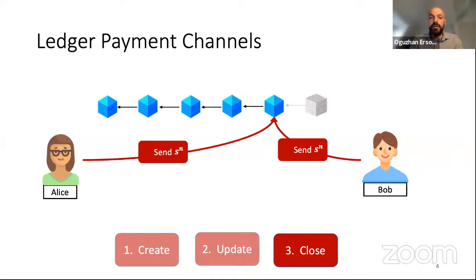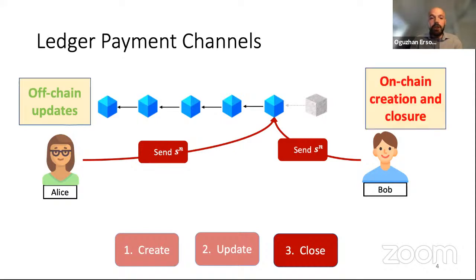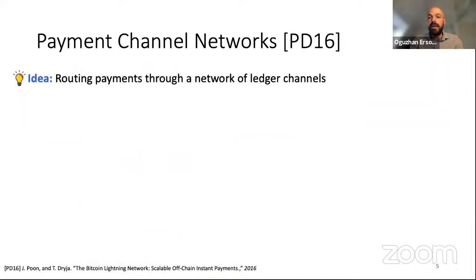Once they are done with their transactions, they can go to the blockchain and claim the coins from there. This is good because the updates of the system are only off-chain, meaning that these transactions don't need to be published on the blockchain. However, it still requires on-chain creation and closure of the channel. And it's not feasible to create a channel with everyone. That's why an improvement on this is proposed by payment channel networks.